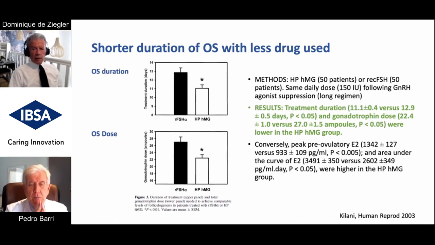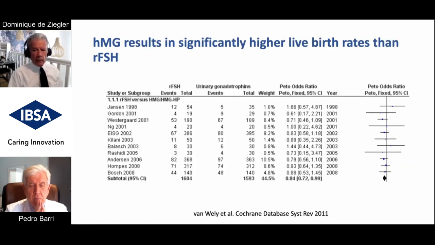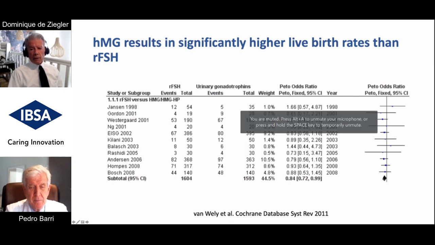But the peak ovulatory estradiol is higher within the hMG group. Now, hMG results in slightly but significantly higher live birth rates as compared to FSH. And this is a Cochrane data analysis review, and you see the mean value on the hMG side.